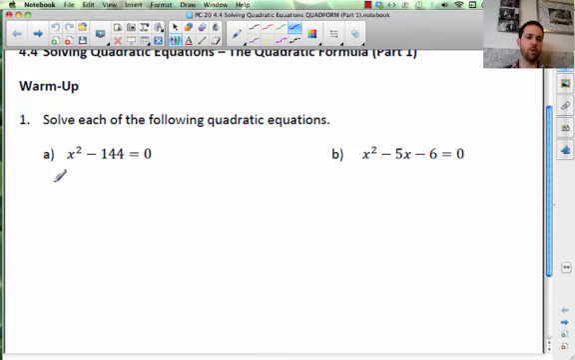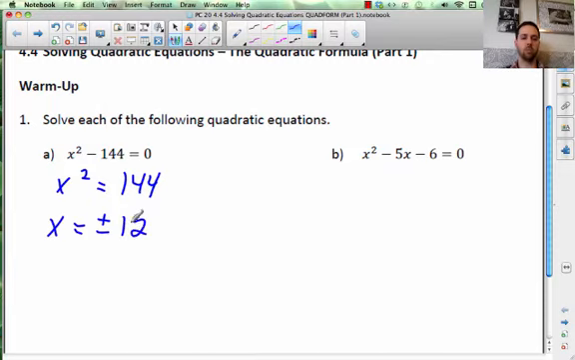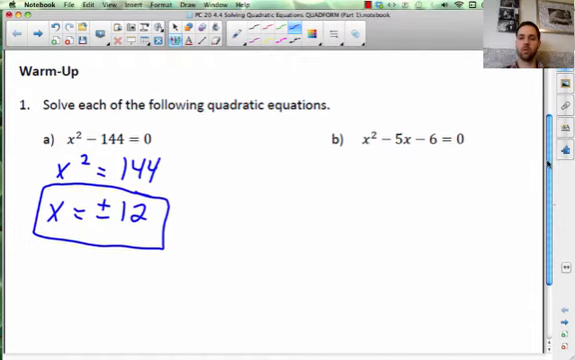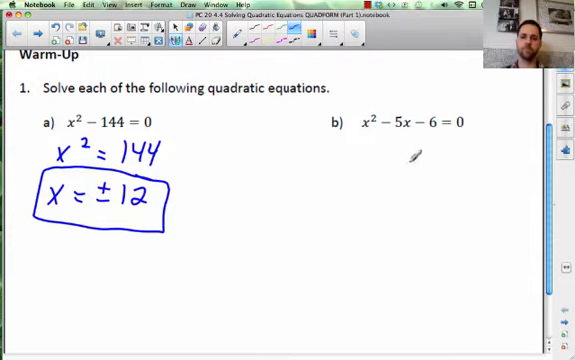So we're moving the 144 over to the other side by adding it to both sides, and we get x squared equals 144. Then we take the square root of both sides, and we get x equals plus or minus 12. Make sure you include the plus or minus, because plus 12 times plus 12 is 144, and minus 12 times minus 12 is 144. And these represent two distinct solutions. So those are your two roots.